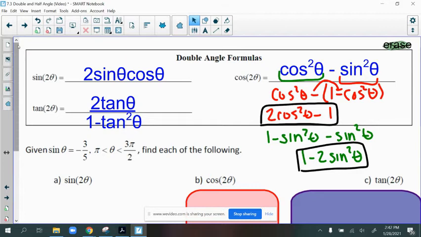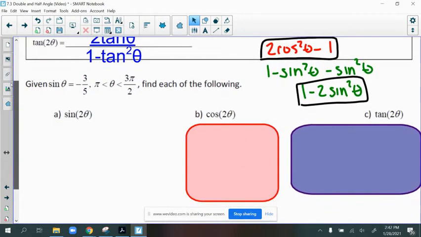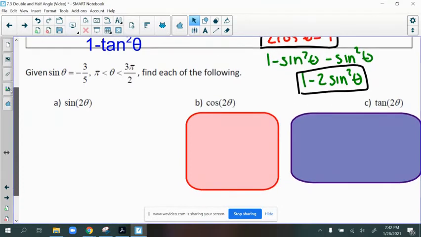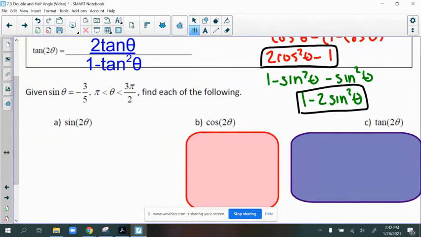Okay, I'm going to do a problem with you, and then I'll have you pause the video. Given that the sine of theta is negative 3/5 and theta falls between pi and 3 pi over 2, find each of the following. So we're telling you to find the double angle of sine, cosine, and tangent. Okay, so what I'm going to do is you should always know where you are. Here is where I am, and this is an angle between pi and 3 pi over 2. So this is quadrant 3.